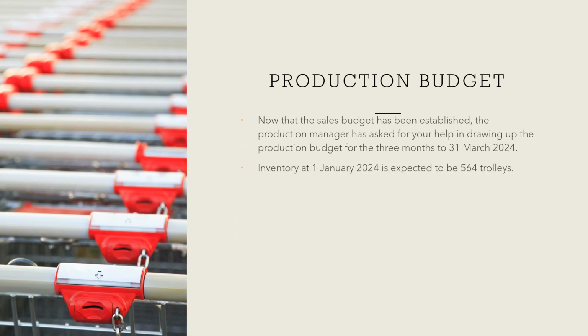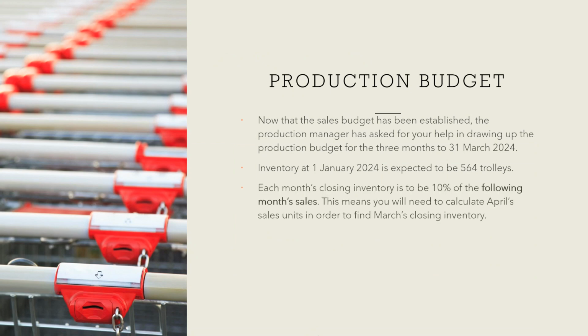So it tells us that inventory at the 1st of January 2024 is expected to be 564 trolleys or units. 1 unit is a trolley in this case. Each month's closing inventory is to be 10% of the following month's sales. So if you need to work out the following month's sales, and your inventory is going to be 10% of that figure. Now, that's not in monetary terms, that's in terms of the number of units. So that means you're going to need to calculate April's sales units in order to find March's closing inventory.